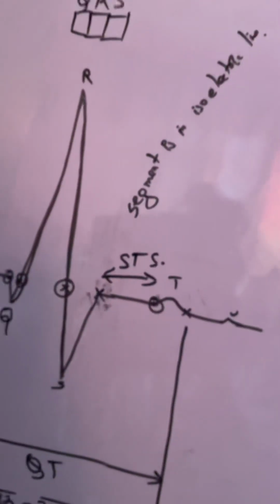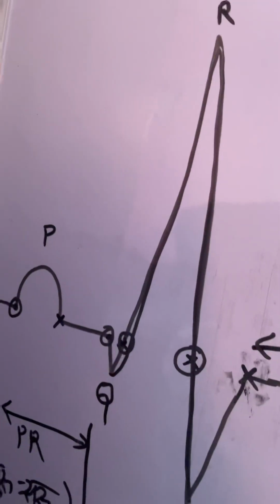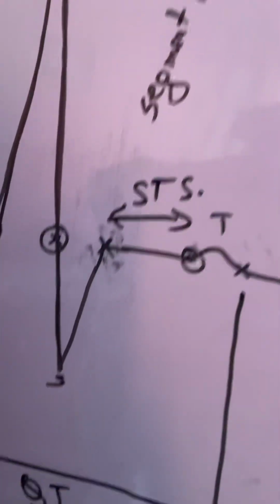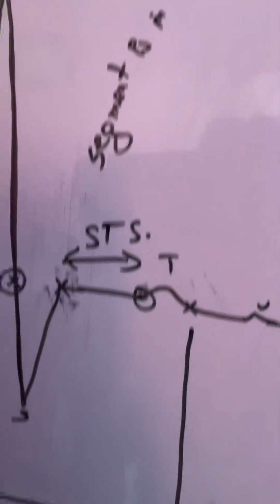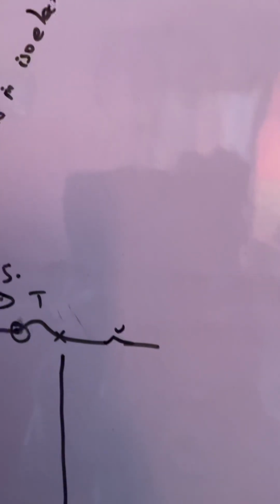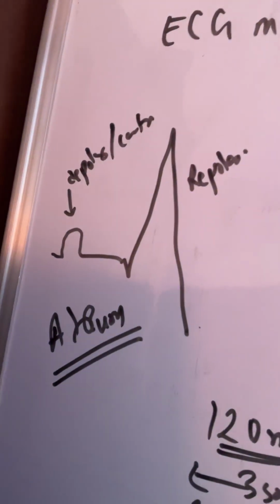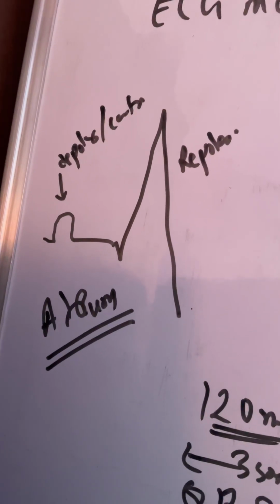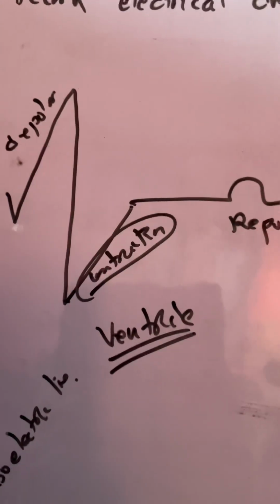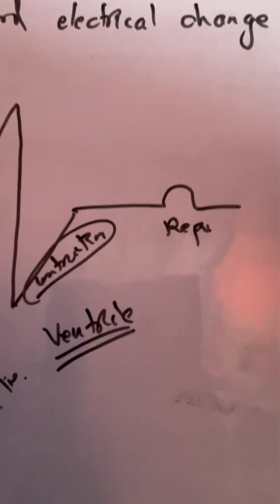And the QRS denotes the depolarization of the ventricle, and the repolarization of the atrium is hidden over here, because the mass of the ventricle is more than that of the atrium. While the ST segment shows the contraction of the ventricle, and the T wave shows the repolarization of the ventricle. So for the atrium, the P wave shows depolarization and contraction, and the repolarization is hidden in the QRS. And for the ventricle, the QRS shows the depolarization, the ST segment shows the contraction, and the T wave shows the repolarization.